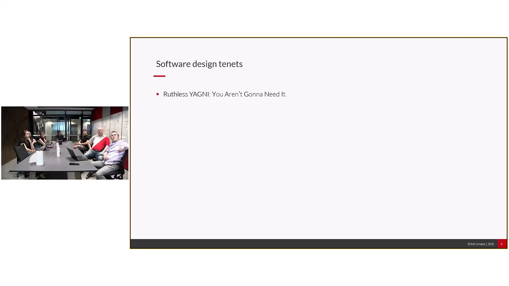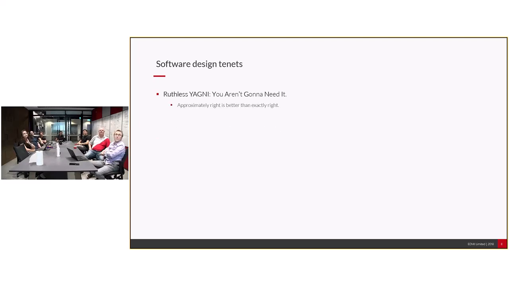So first one is ruthless YAGNI, right? You aren't going to need it. How many have encountered YAGNI before? Yep. Okay. Use it all the time. Chocolate for you, sir, as well. I don't know your name. Adam. Adam. And if you want another, you can get another.